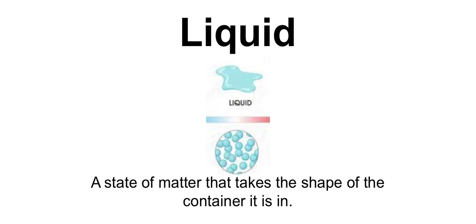A liquid is a state of matter that takes the shape of the container it is in. So if we think of a liquid like water in a bathtub, it is going to take the shape of that bathtub, versus water in a vase that has flowers is going to take the shape of that vase.